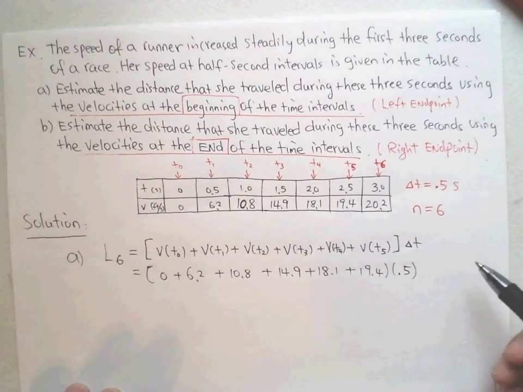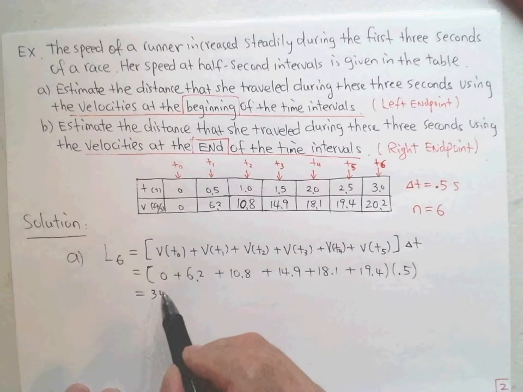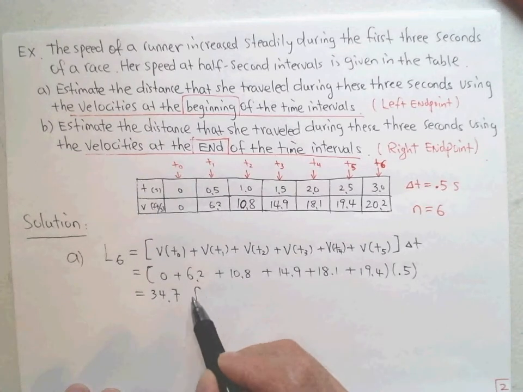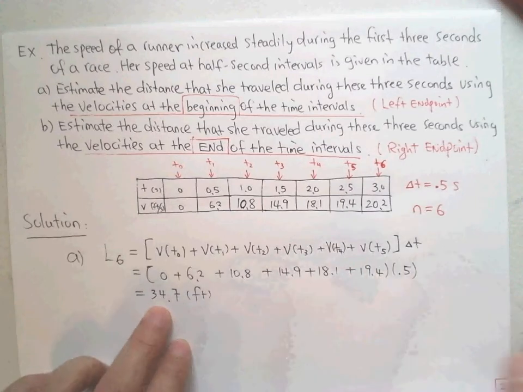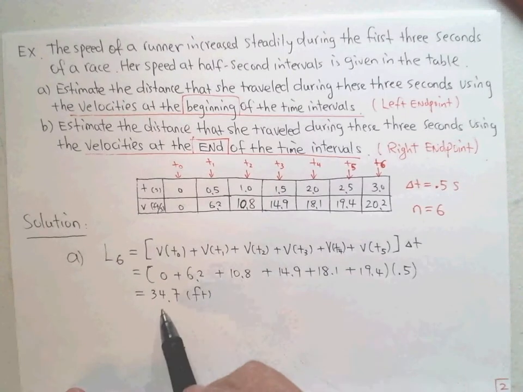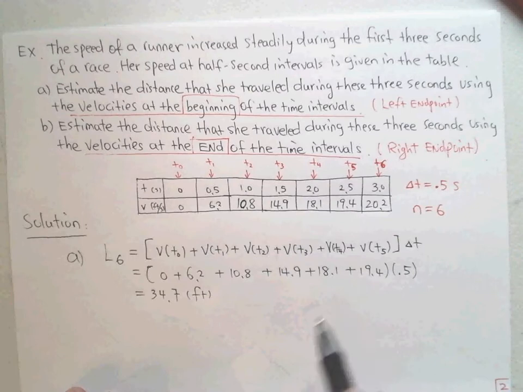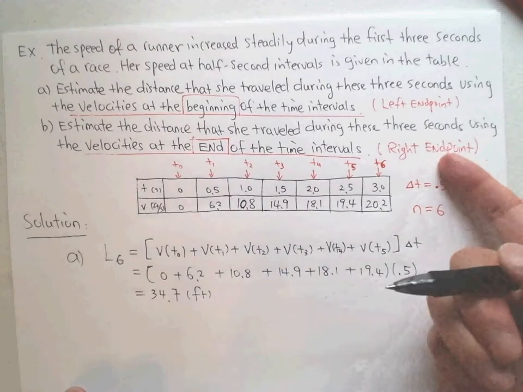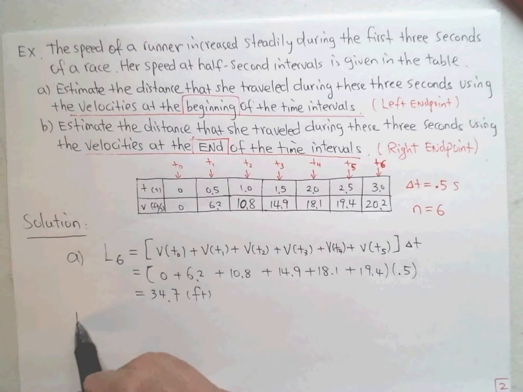Okay, it's very easy to do the calculation. Use a calculator. What we get is 34.7 feet. So this is the estimated distance the runner ran, 34.7 feet during the first 3 seconds. So that's the first one. Now look at the second question. Change a little bit, use the right endpoint. So now it is the same, right?